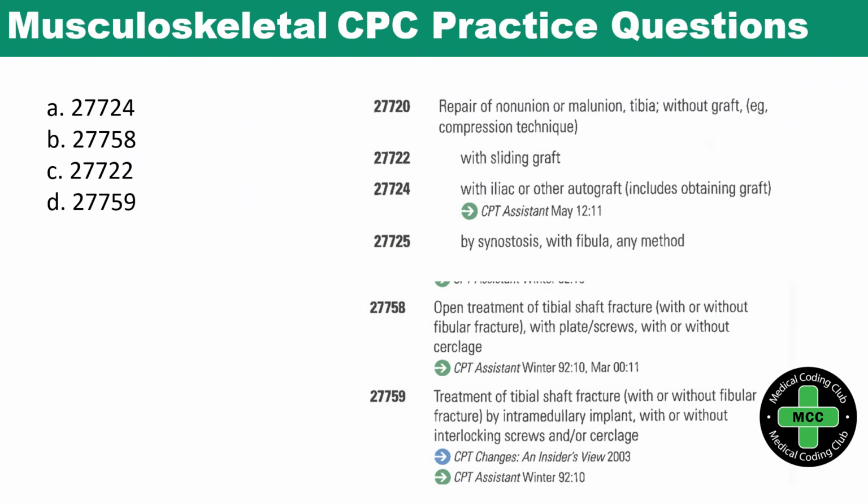So you can see the option descriptions here. The first code 27724. So you can see repair of non-union or malunion of tibia without graft, with sliding graft, and then with iliac or other graft. So our bone was harvested from iliac crest. So 27724 is the correct answer.